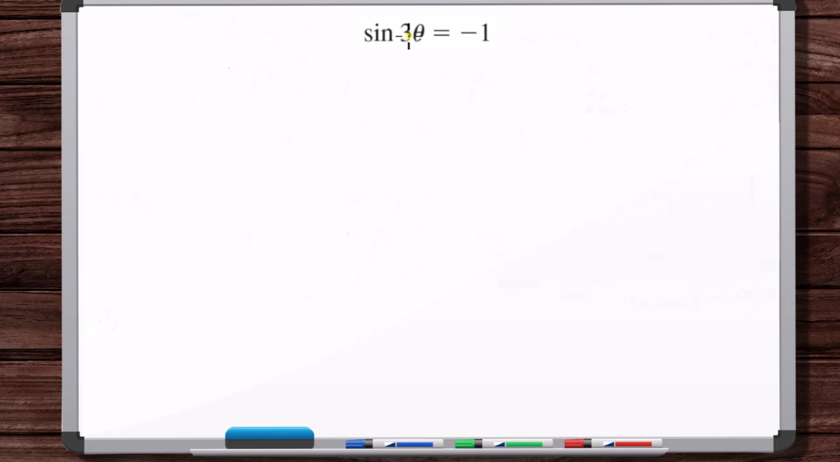Same idea. A lot of times we would see this sine 3 theta and think, well, let's break it down to get it in terms of just single angle formulas, and then solve it using the methods we learned to solve trig equations that contain all single angle trig functions. But that's not necessary here because we can just take the inverse sine of both sides and get 3 theta is equal to inverse sine of minus 1.